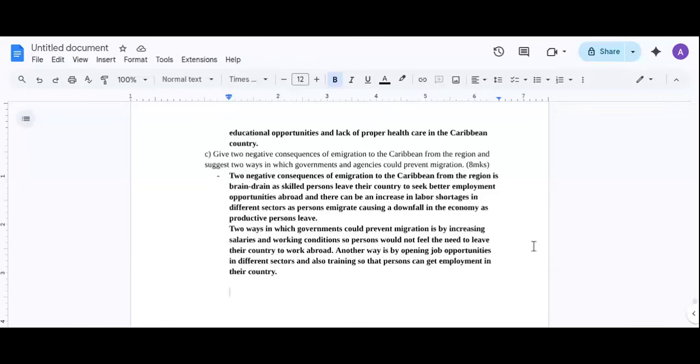They can increase salaries, because if people are leaving for better working conditions and higher paid jobs, and the government increases salaries, then the people won't have to leave, or they will find no need to go and work abroad. They could also open job opportunities in different sectors. What about lowering taxes?